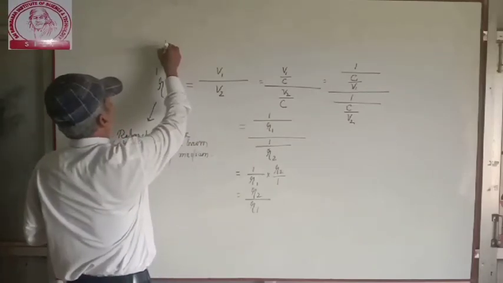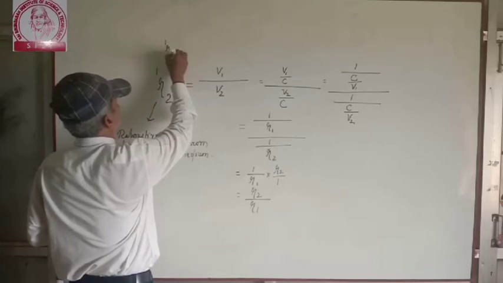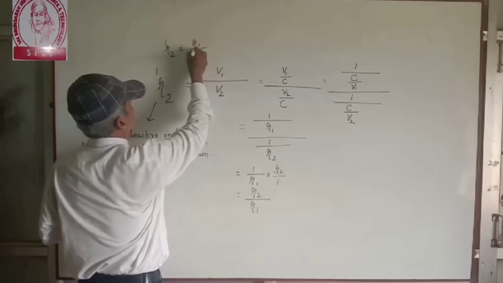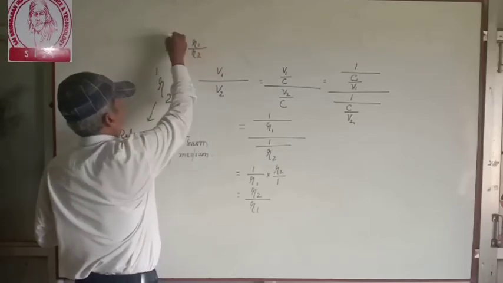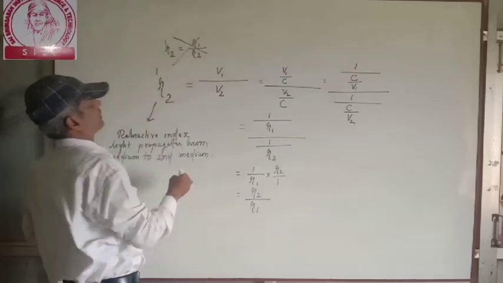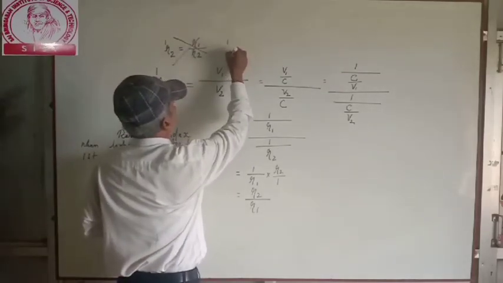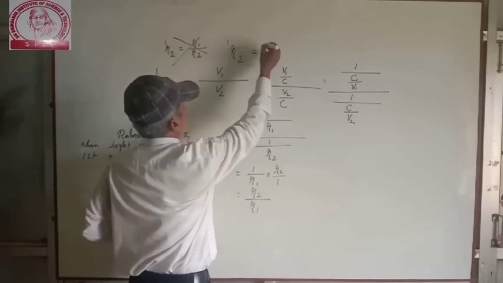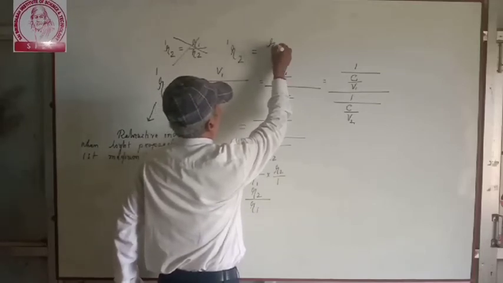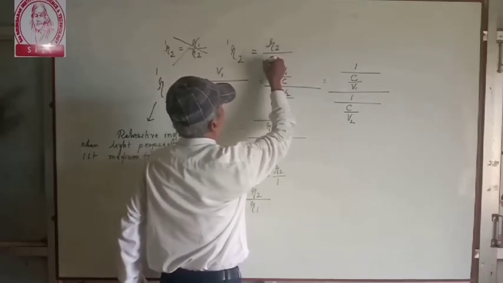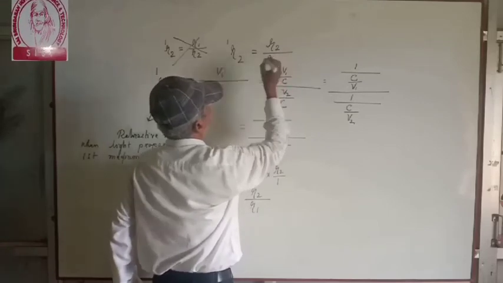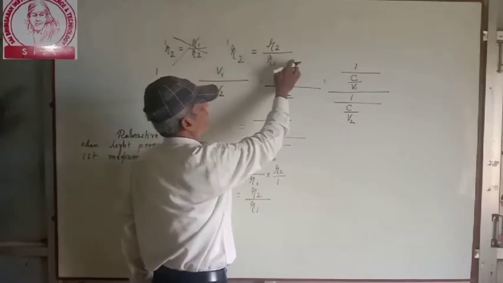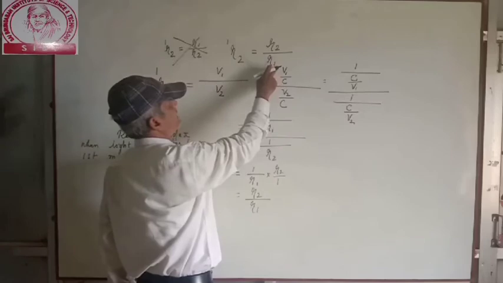Many times people forget which one. 1 mu 2 is equal to mu 1 by mu 2. Wrong, completely wrong. 1 mu 2 is equal to mu 2 by mu 1, refractive index of second medium divided by refractive index of first medium.